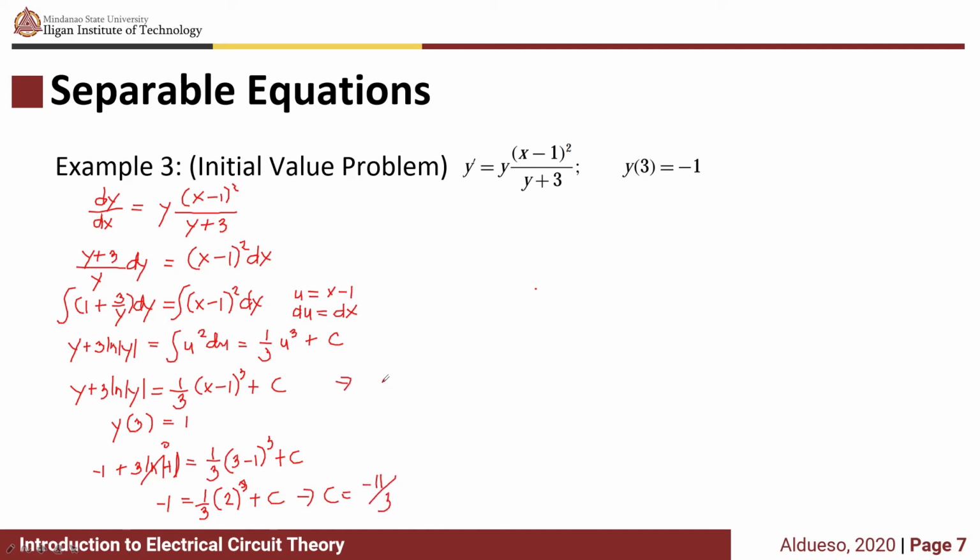The solution is y plus 3 ln of y equal to 1/3 times x minus 1 cubed minus 11 over 3.